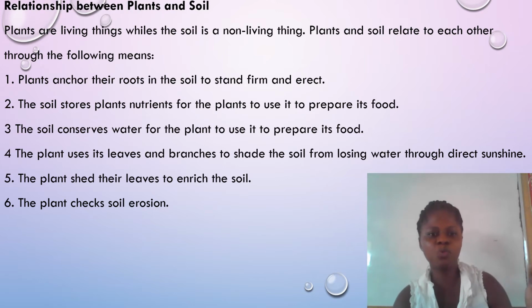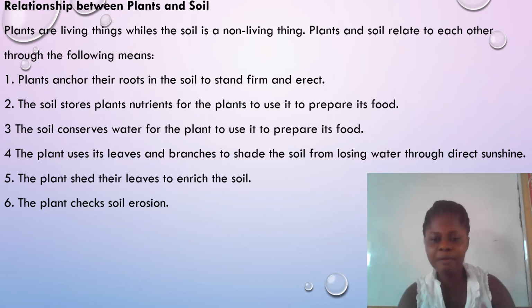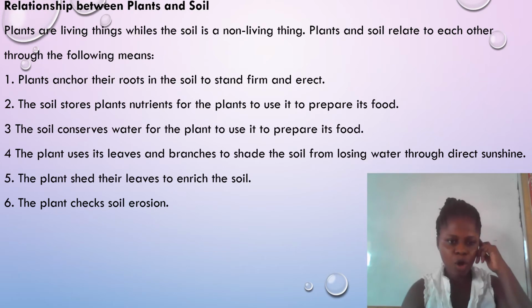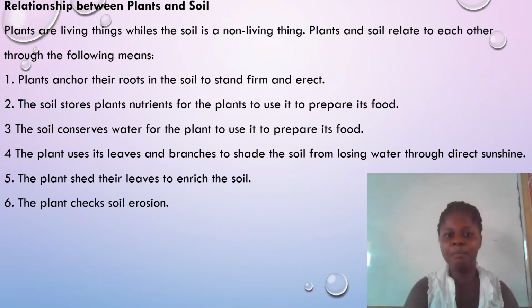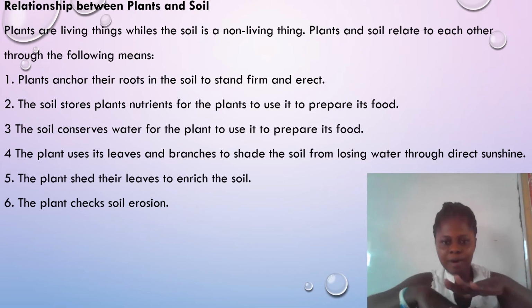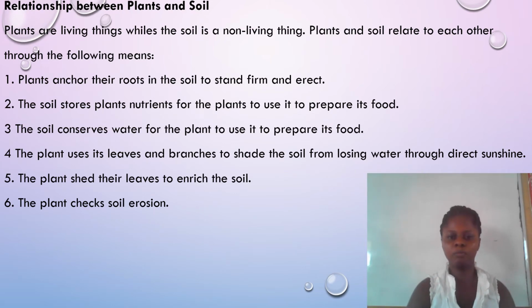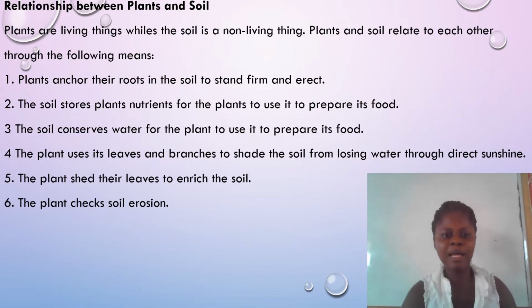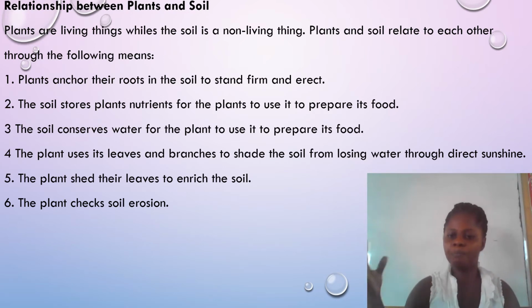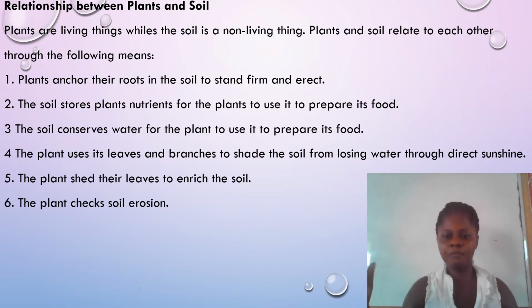The soil conserves water for the plant. The plant also uses its leaves and branches to shade or cover the soil from direct sunlight, okay? It protects the soil from direct sunlight. The plant also sheds its leaves to enrich the soil. So the leaves that get old and fall on the soil help the soil to get rich in nutrients, which the plant in turn is going to take to prepare its own food.